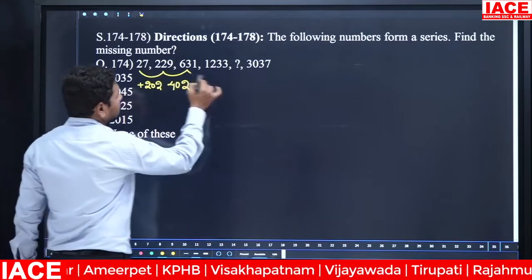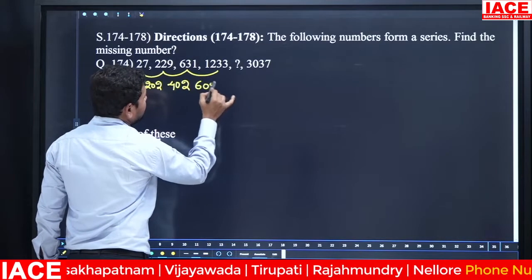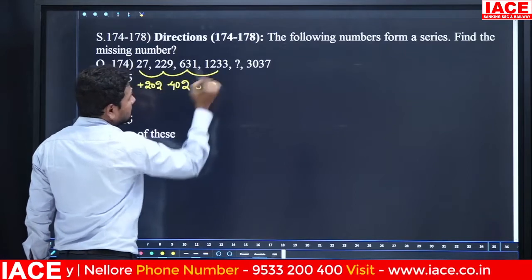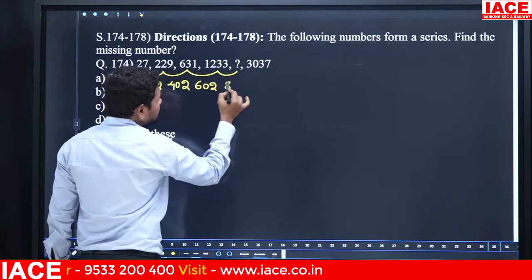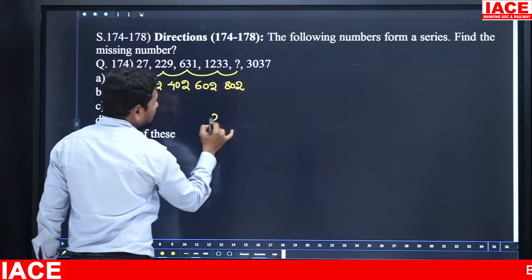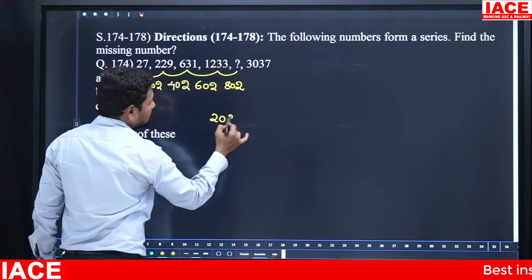And the next value is what? 602. 2 plus 1 is 3, 0 plus 3 is 3, 12 plus 6, 6 plus 6 is equal to 12. Now we have to add it, what is the number? 802. We have to add 802. 12 plus 8 is equal to 20, and 33 plus 2 is equal to 35.